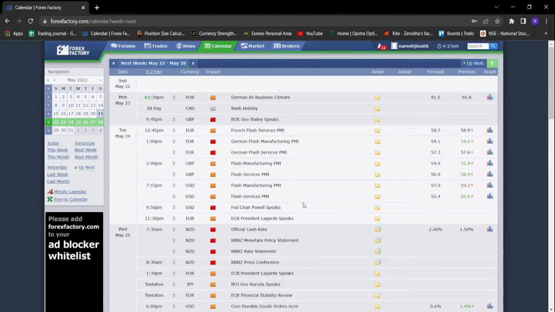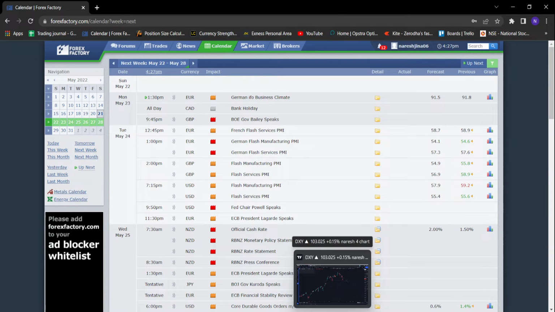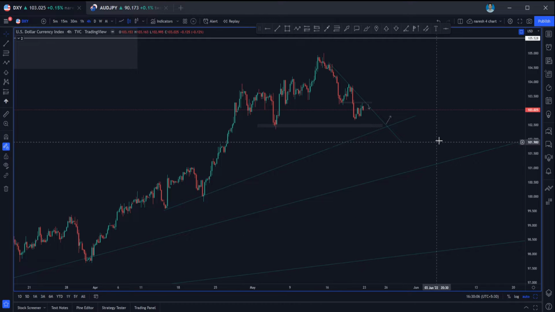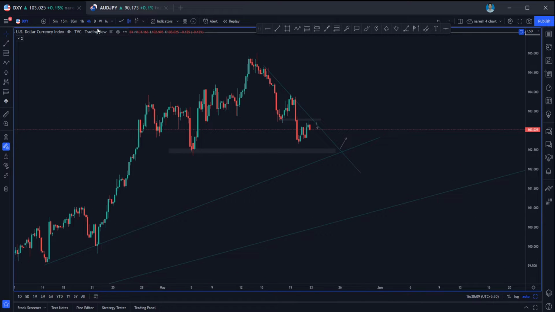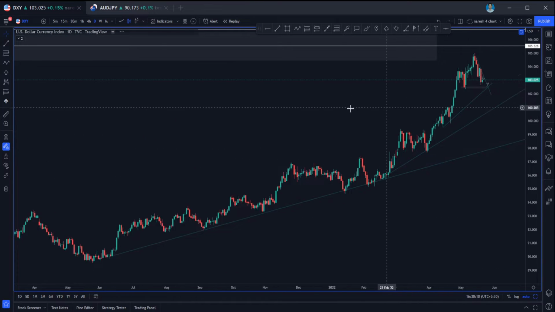So we have a good amount of events this week, and we can expect good movements as well. Let's start with DXY, guys. What do we have in DXY?